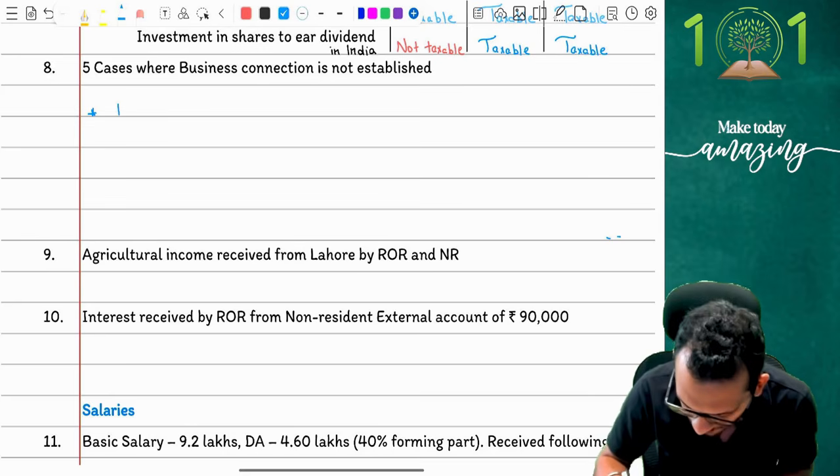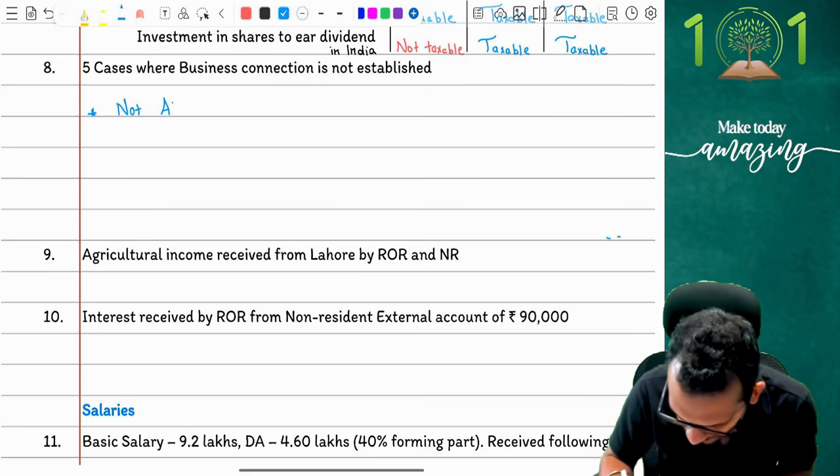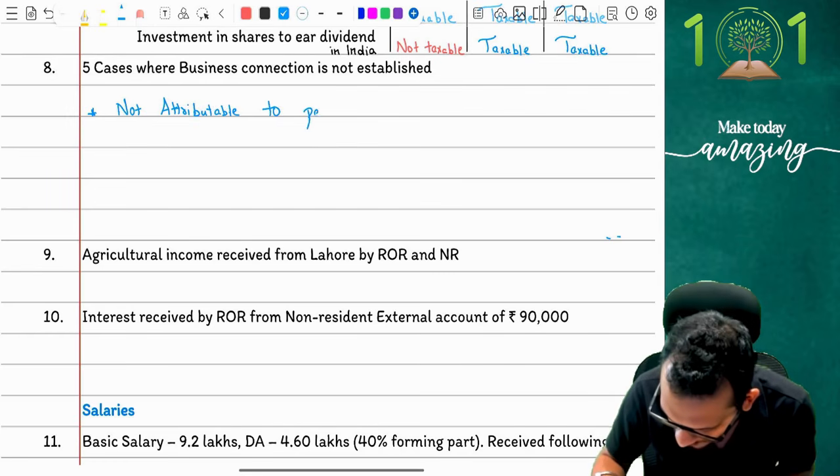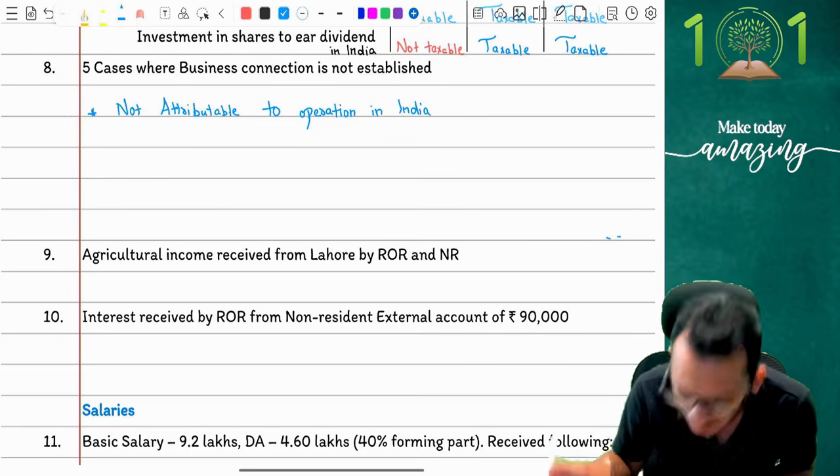Case number 1, when it is not attributable to operations in India. Income tax has clarified. When the activity has nothing to do with India, then the income is also not taxable in India. Please don't bug India for it.